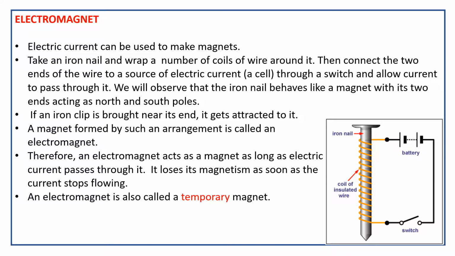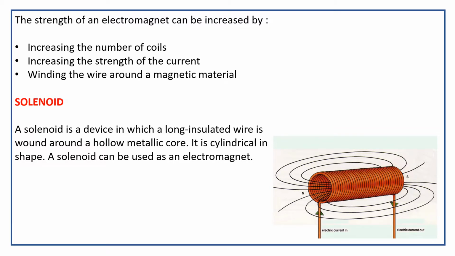A magnet formed by such an arrangement is called an electromagnet. Therefore, an electromagnet acts as a magnet as long as electric current passes through it. It loses its magnetism as soon as the current stops flowing. An electromagnet is also called a temporary magnet. The strength of an electromagnet can be increased by increasing the number of coils, increasing the strength of the current, and winding the wire around a magnetic material.